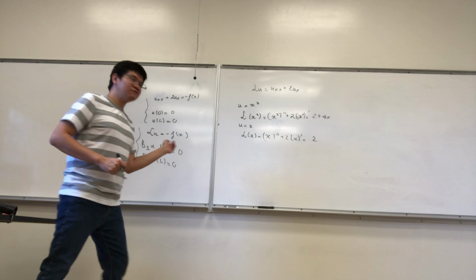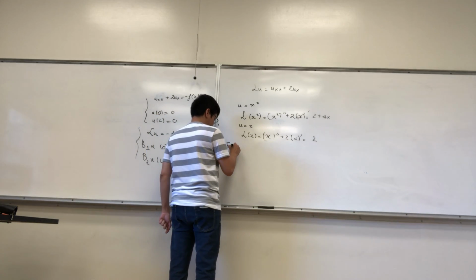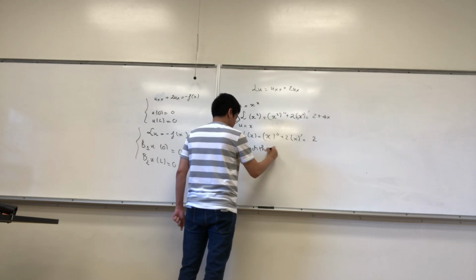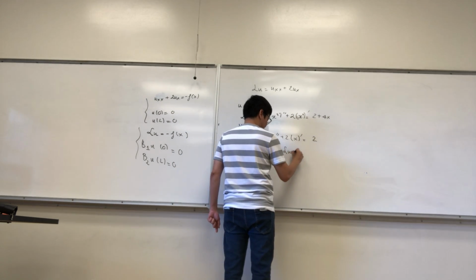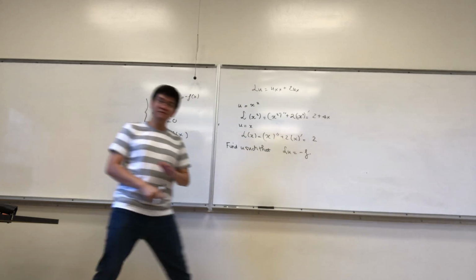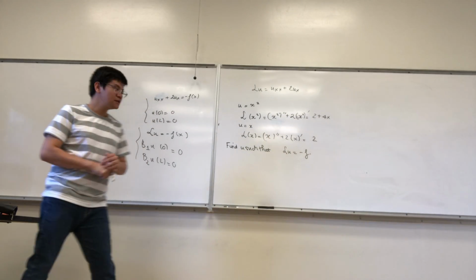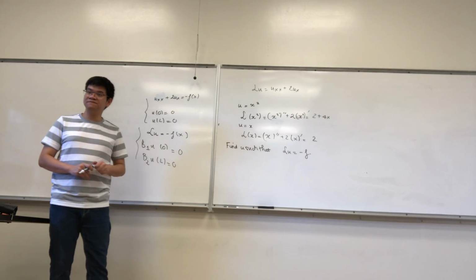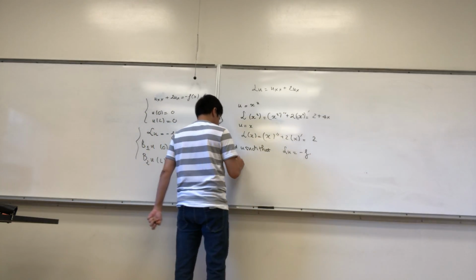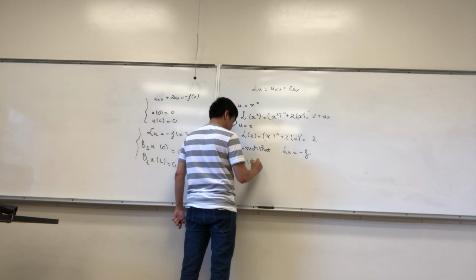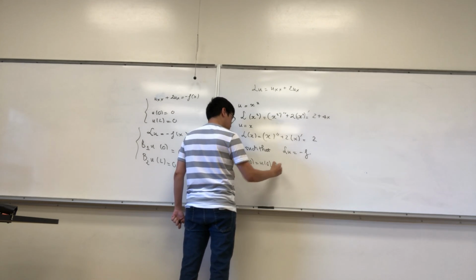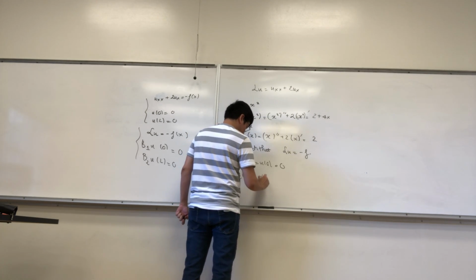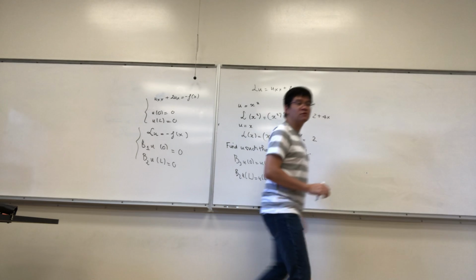Now you have to find u such that L of u is minus f. And of course you have to have the two boundary conditions. So B1 of u at 0 will be u(0), which is 0, and B2 of u at L is going to be u(L), and this is also 0, right?